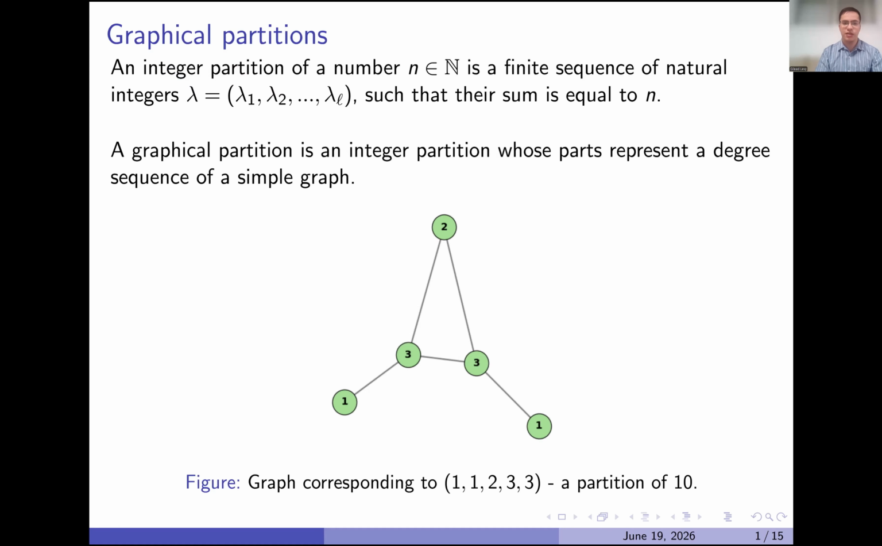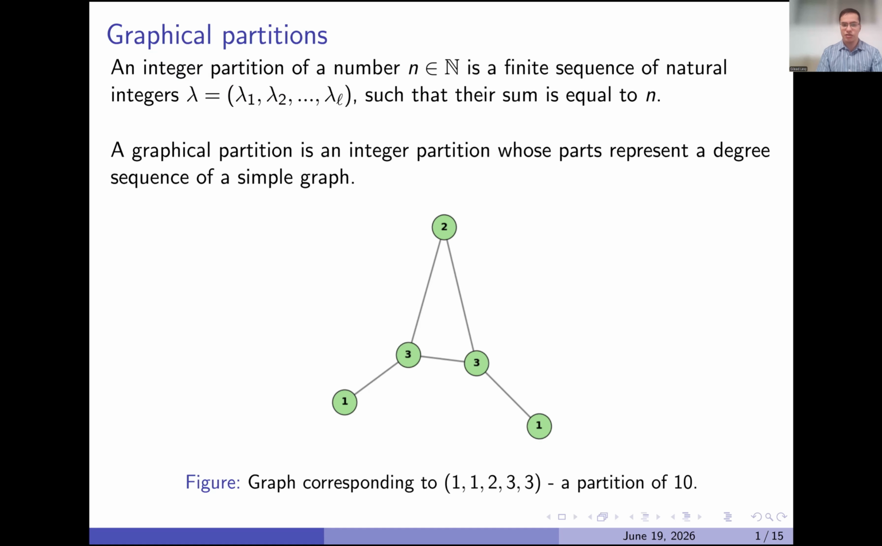I'm going to present to you an extended summary of a work of mine on graphical partitions. Actually, it's a summary of a paper that I wrote, and it is available on arXiv now, on graphical partitions. So let's begin. An integer partition of a natural number n is a finite sequence of integers that sum up to the same number n.